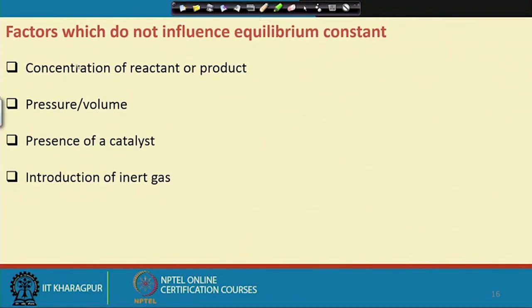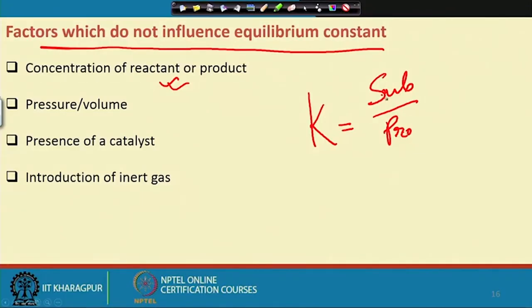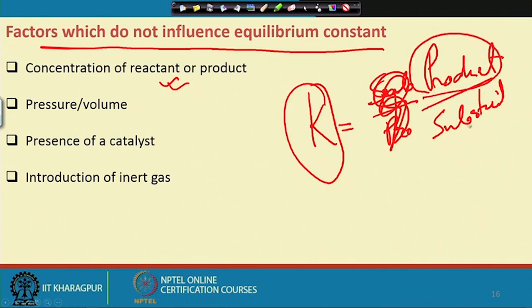Now, one important thing is what are the factors that do not influence the equilibrium constant. First is the concentration of reactant and product, because K equals concentration of product by concentration of substrate. I wrote it wrongly earlier, this is product by substrate. Suppose the concentration of product changes, the concentration of substrate will change in a manner so that we attain the equilibrium condition. As the product concentration increases, the substrate concentration should increase so that K remains constant.